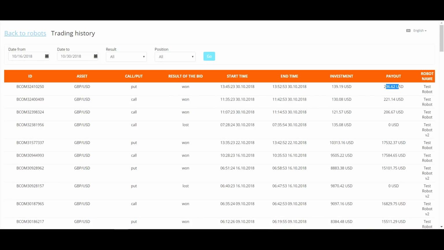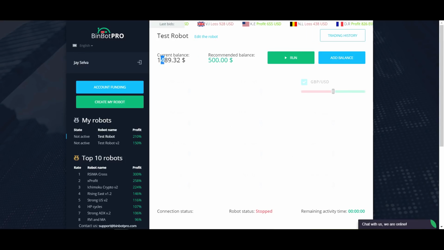I got a payout of $236.62. Ultimately for today, it's a really good result. My balance stands at 1,489. I started off the day with 1,350, so it's pretty much a $130 profit, nearly a 10% gain for today. So that's really good results in my opinion. So stay tuned guys for more trades.